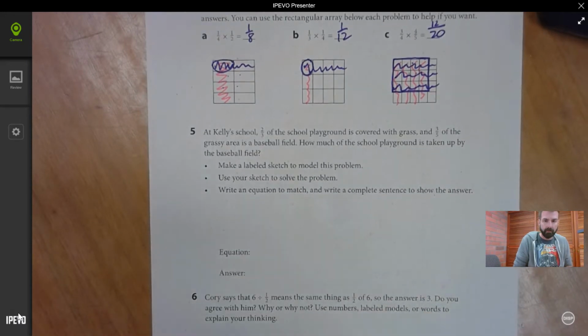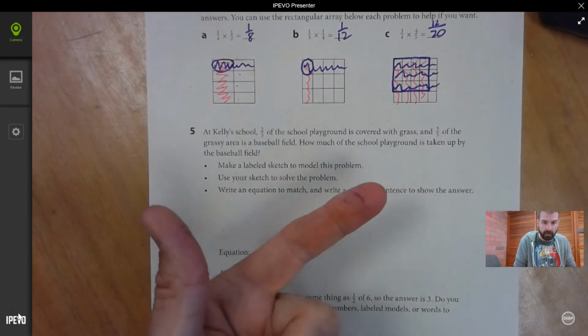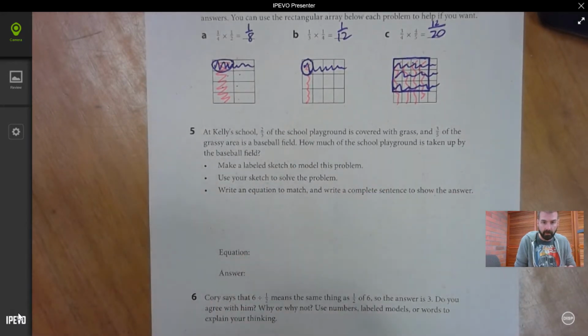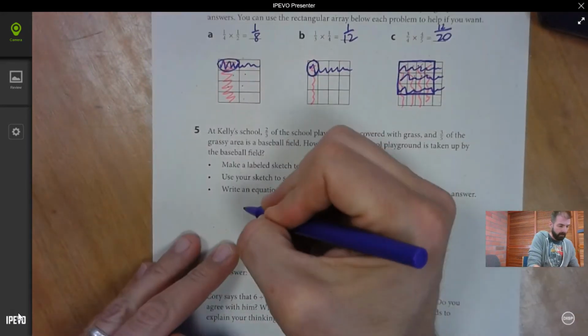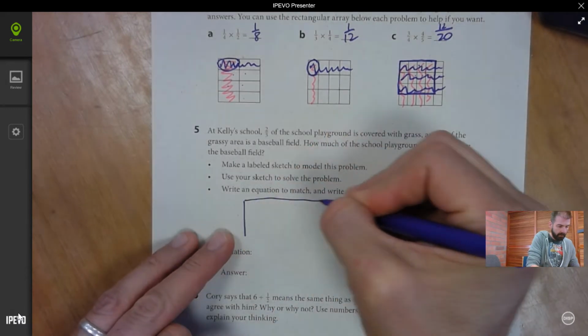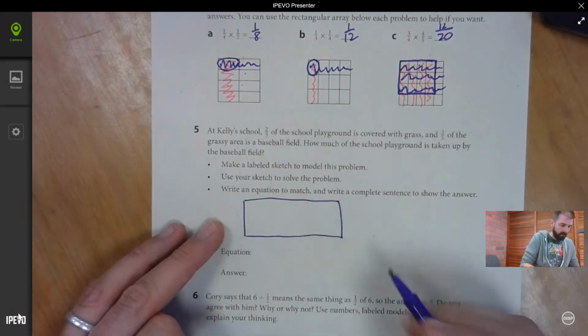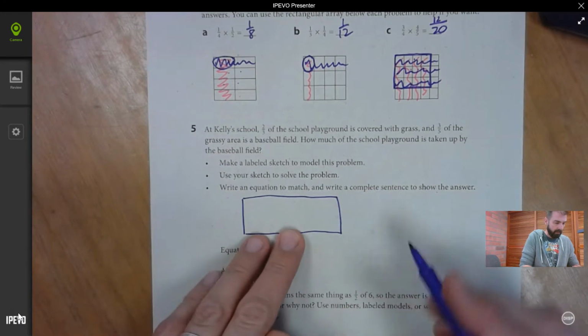Alright, at Kelly's school, 2/3 of the school playground is covered with grass, and 3/5 of the grassy area is a baseball field. How much of the school playground is taken up by the baseball field? Make a labeled sketch. So I have to use a sketch to solve the problem, and I have to write an equation. Okay? So here's a set of playground. I like rectangles. Okay, here's the playground.